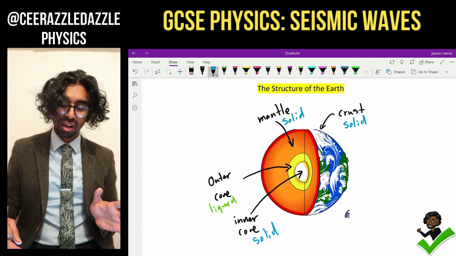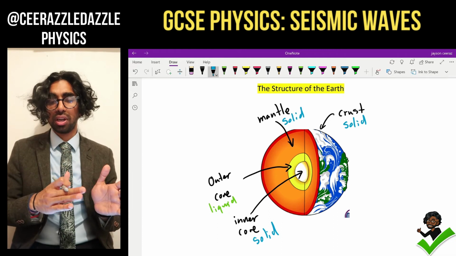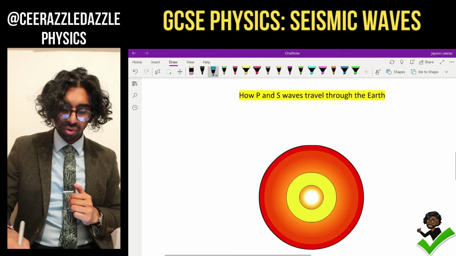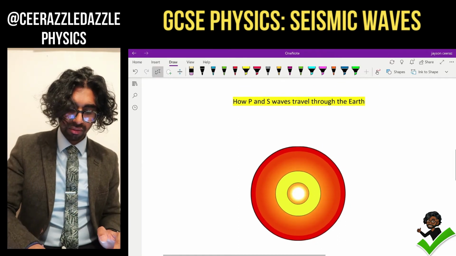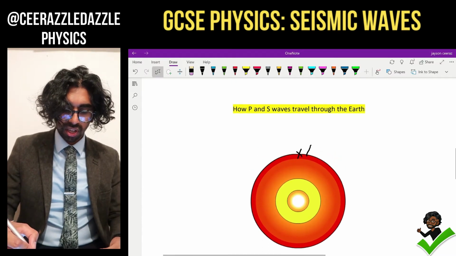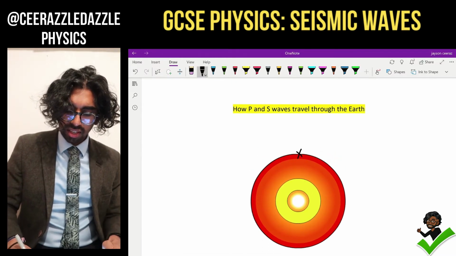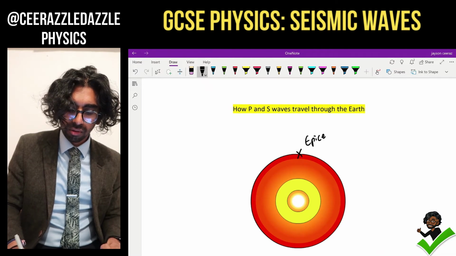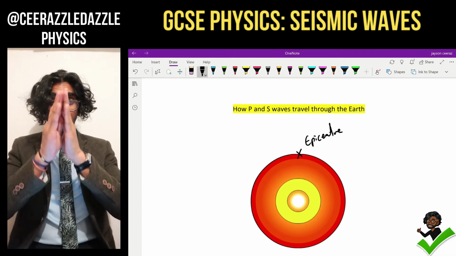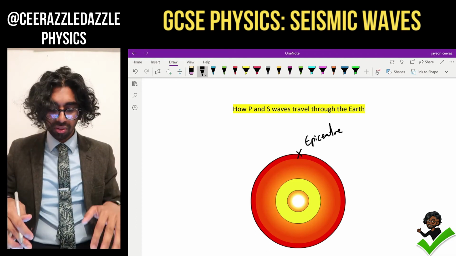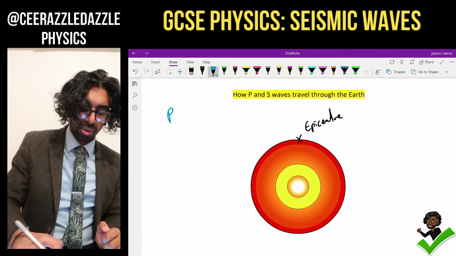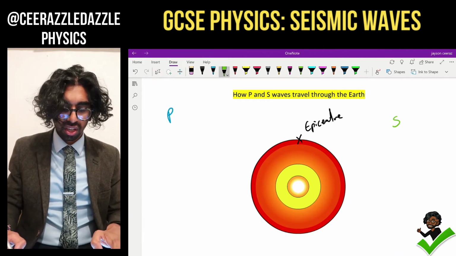Now, scrolling down, we're going to look at how P and S waves travel through the Earth. Let's say we have the epicenter at the top here. That's where the earthquake reaches the surface. Let's say it needs to travel throughout the Earth. Let's talk about P waves on this side. P waves are blue. S waves are going to be green.